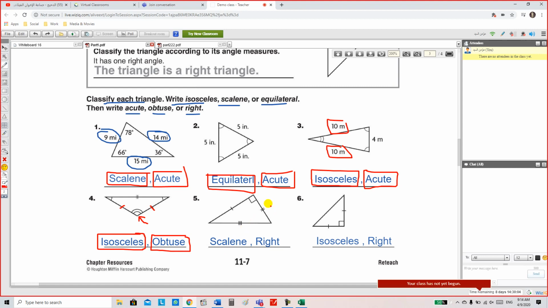The next one, we have the three signs are different. We have one, and here we have two, and here we have three. So we have different sides or different lengths here, so it will be a scalene triangle. And we have this sign of a right angle, so we have a right triangle. Here's the same. We have two equal signs, so it will be an isosceles triangle, and we have the sign of a right angle, so it will be a right triangle.